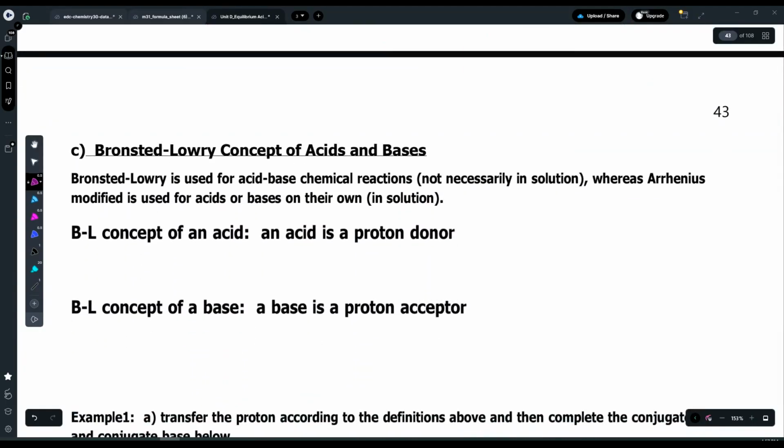Okay, moving on to the Bronsted-Lowry concept of acids and bases. Bronsted-Lowry is used for acid-base chemical reactions, which aren't necessarily in solution, so they're not necessarily aqueous, whereas Arrhenius modified is used for acids or bases on their own, but in solution. That's why we write them like reacting with water. It's just because they're in solution and there's a pile of water for the acid or the base to react with.